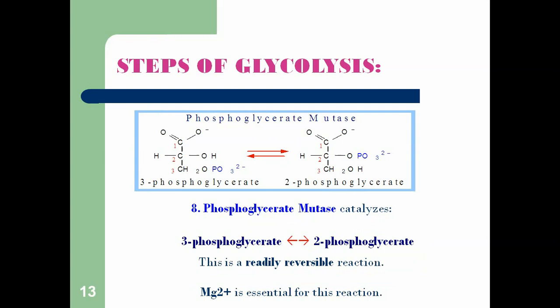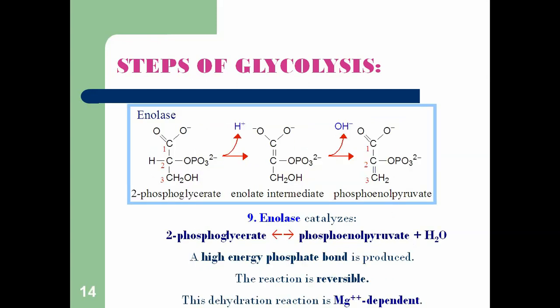Step 8, conversion of 3-phosphoglycerate to 2-phosphoglycerate. Here, the enzyme involved is phosphoglucomutase. Mutase shifts the phosphate group from the 3rd carbon to the 2nd carbon, thereby converting it into 2-phosphoglycerate. Step 9, dehydration of 2-phosphoglycerate to phosphoenol pyruvate. This reversible reaction involves the conversion of 2-phosphoglycerate to phosphoenol pyruvate by the enzyme enolase. One water molecule is removed and a high energy phosphate bond is formed.